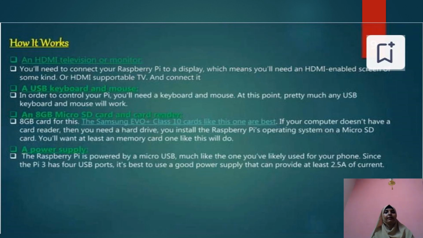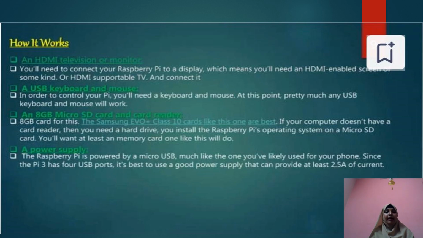So now let's have a look at its working part. An HDMI television or the monitor. You need to connect the Raspberry Pi to a display, which means you need to have an HDMI enabled screen which supports the TV, and connect a USB keyboard and the mouse. In order to control your Raspberry Pi, you will need a keyboard and mouse. At this point, pretty much any USB keyboard and mouse will work.